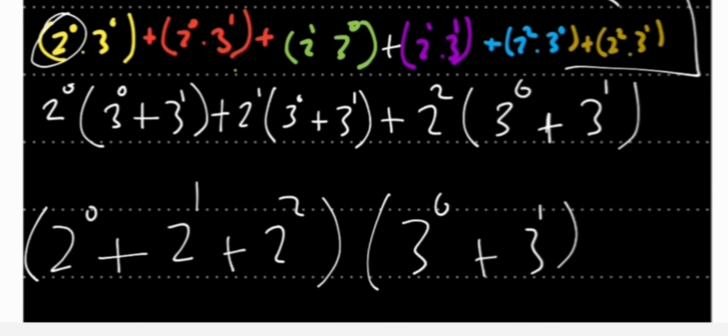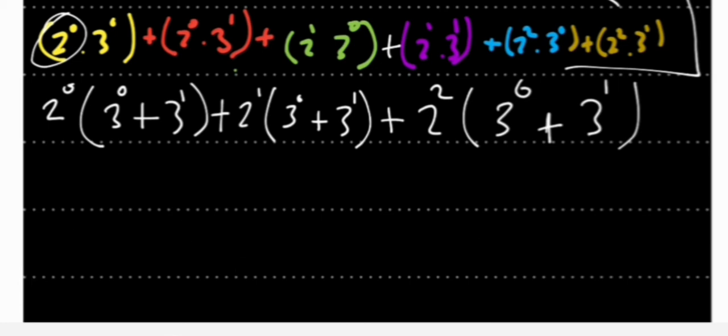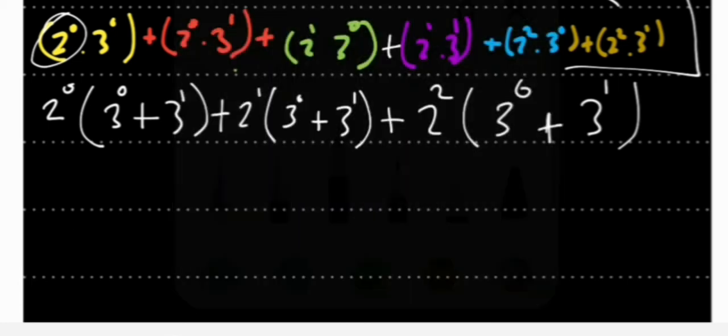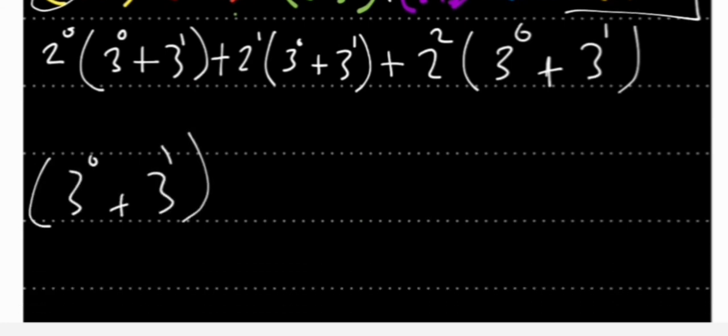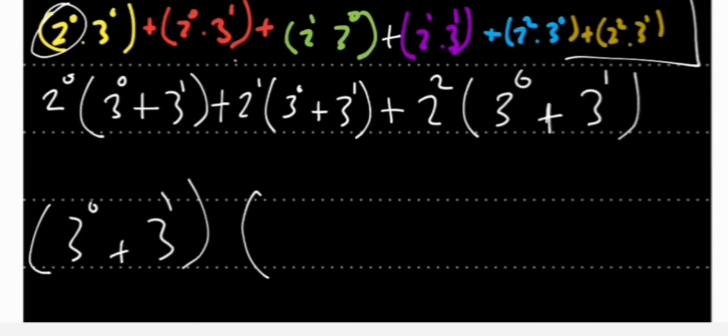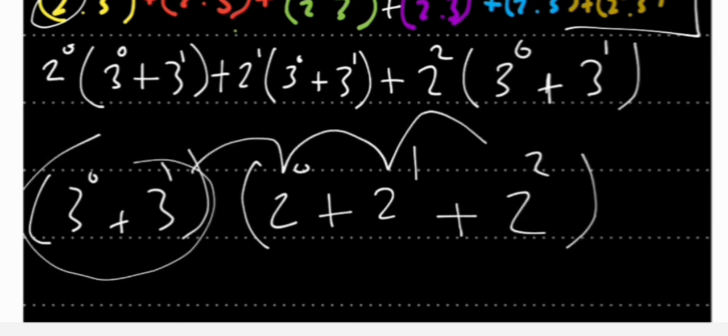So what essentially I did in this step over here that I'm taking out now, I will do it again. So look, we are going to take out from this parenthesis the 3 to the 0 plus 3 to the 1. So what are we going to have left? Well, I took out the 3 to the 0 plus 3 to the 1, so we are having 2 to the 0 plus 2 to the 1 plus 2 to the second, right? Because if you multiply this over here, over here, over here, you will get this back, okay?